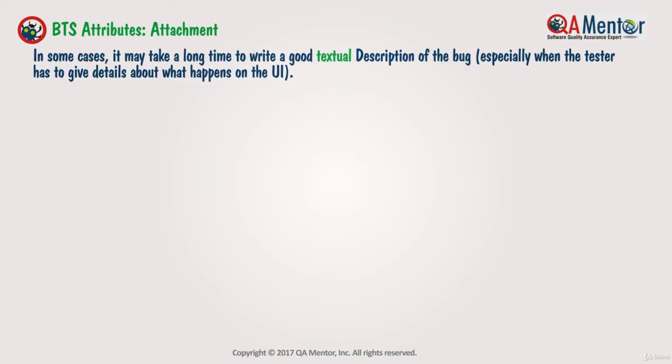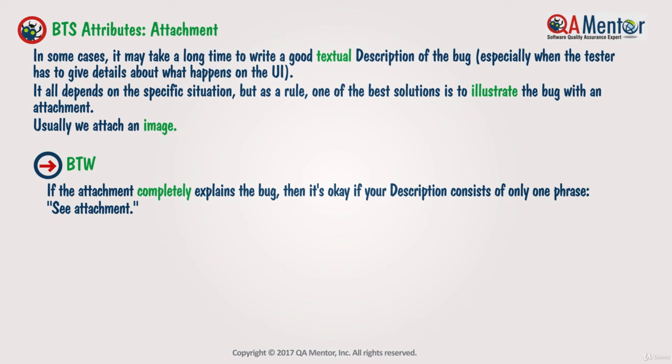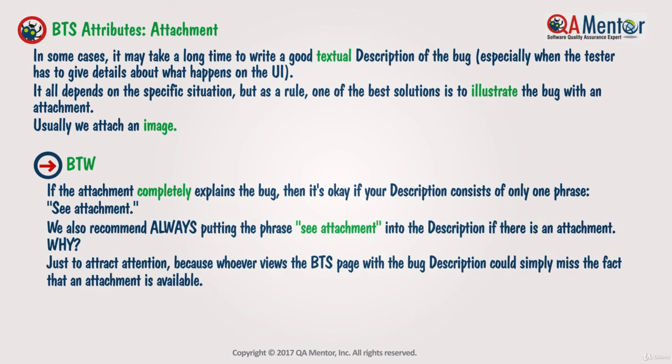BTS attributes, attachment. In some cases, it may take a long time to write a good textual description of the bug, especially when the tester has to give details about what happens on the UI. It all depends on the specific situation, but as a rule, one of the best solutions is to illustrate the bug with an attachment. Usually, we attach an image. By the way, if the attachment completely explains the bug, then it's okay if your description consists of only one phrase, "see attachment." We also recommend always putting the phrase "see attachment" into the description if there is an attachment.